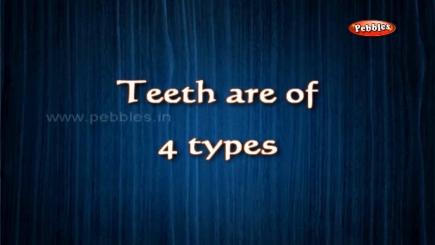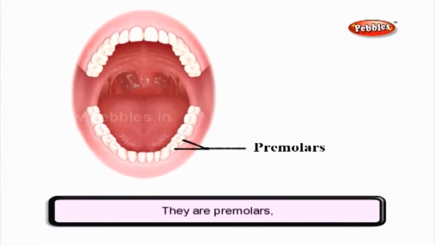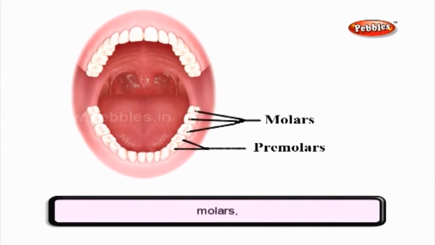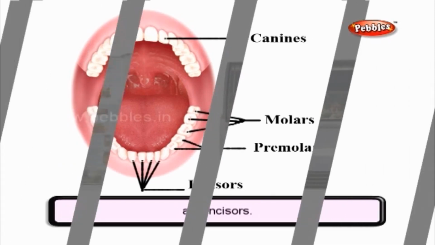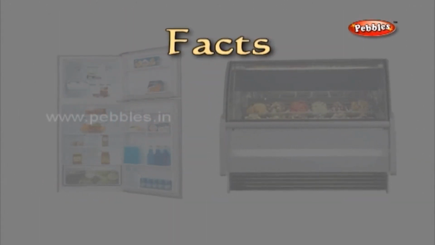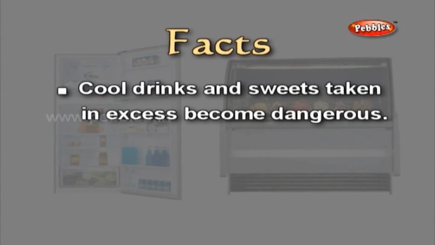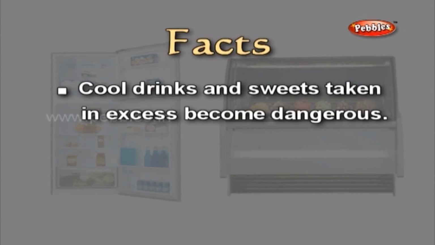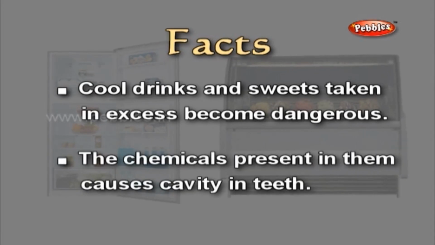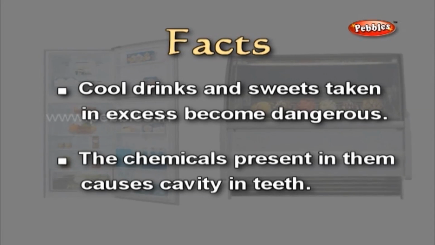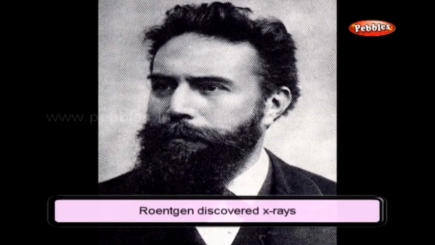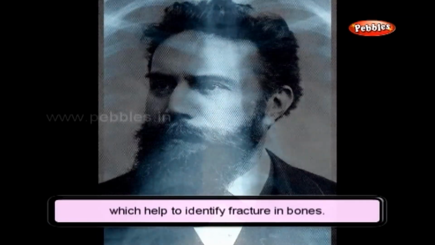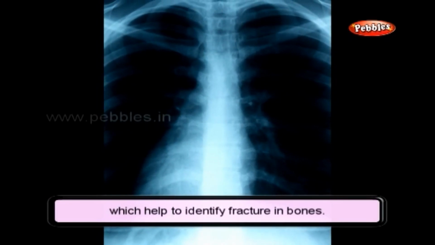Teeth are of 4 types. They are premolars, molars, canines, and incisors. Facts: cool drinks and sweets taken in excess become dangerous. The chemicals present in them cause cavity in teeth. Rontgen discovered X-rays which help to identify fracture in bones.